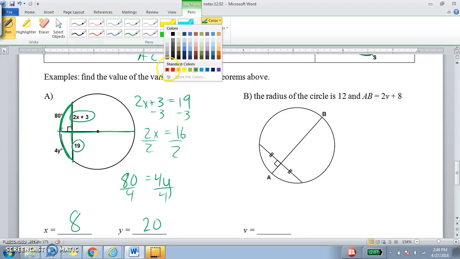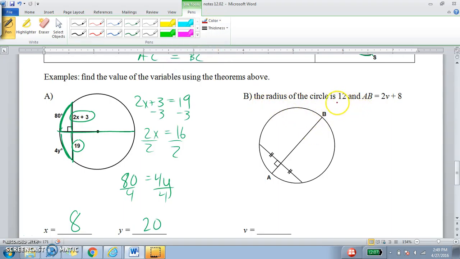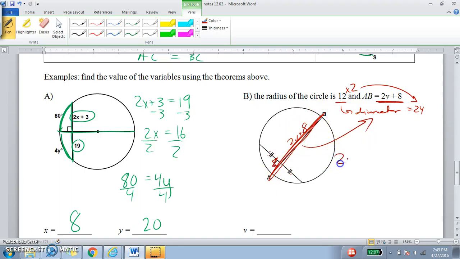All right, for this next one over here, it says the radius of the circle is 12, meaning the diameter would be 24. 2 times 12 would be 24. And it says AB is 2v plus 8. Well, the third one that we have, the one at the top of this page, said if we have a chord that's bisecting another chord and it's perpendicular to it, then this chord is a diameter, which means 2v plus 8 has to equal 24, 2 times our radius. So we subtract 8, divide by 2, and again we get 8 for the variable.